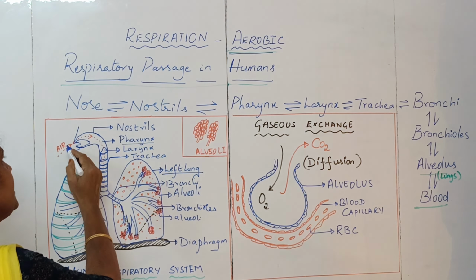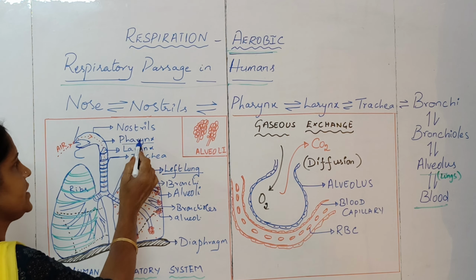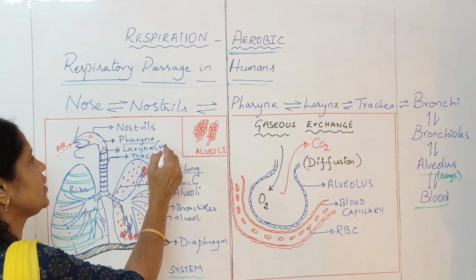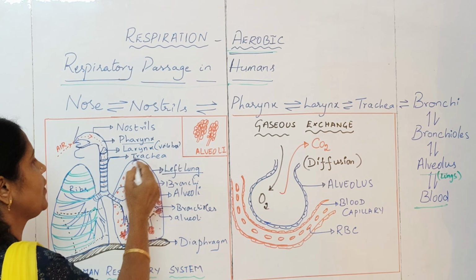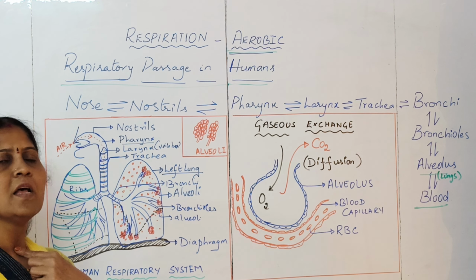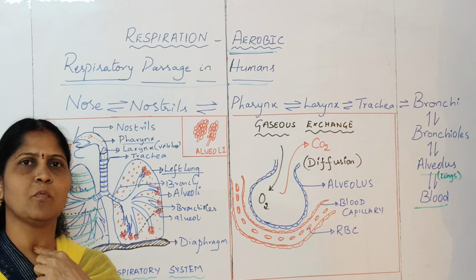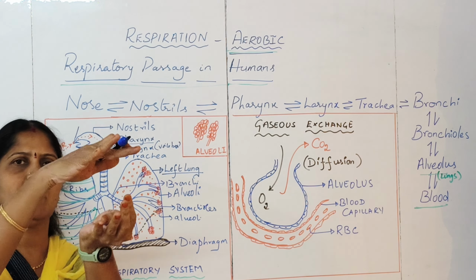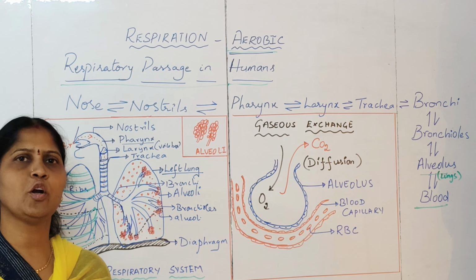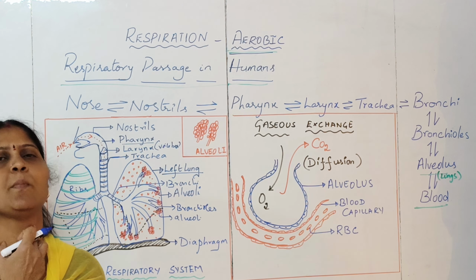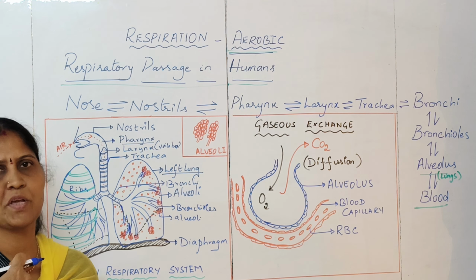So if you see the passage once again, the nose leads to the nostrils, pharynx, and larynx, which is also called the voice box. Followed by this, we have the trachea, as I said. It will have C-shaped cartilaginous rings. If they are not present, what will happen? Our trachea will flap like this. So, in order to prevent the flapping of the trachea, it is supported by the cartilaginous rings there.